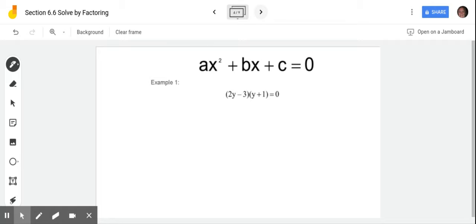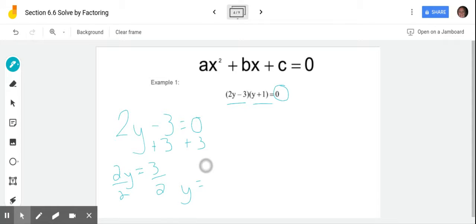So let's start. The first example made it real easy for you. They gave you the 2 factors. You don't have to factor because they gave it to you. So now each one of these factors is going to become an equation that's equal to 0. 2y minus 3 equals 0. And I'm going to solve that. I'm going to add 3 to both sides. 2y equals 3. And then I'm going to divide by 2 on both sides. So y is equal to 3 over 2, 3 halves.